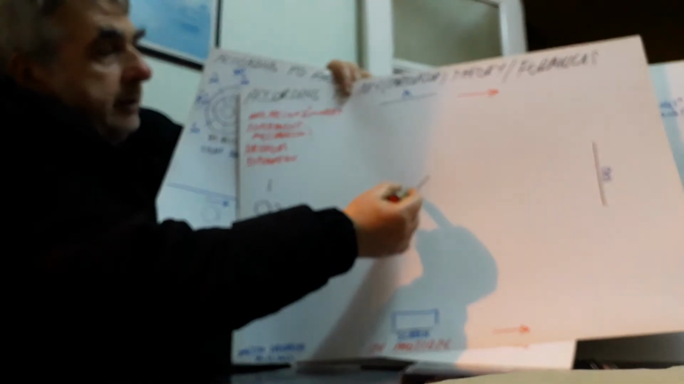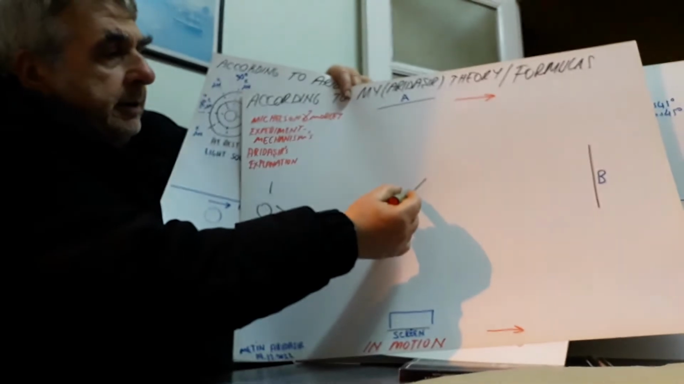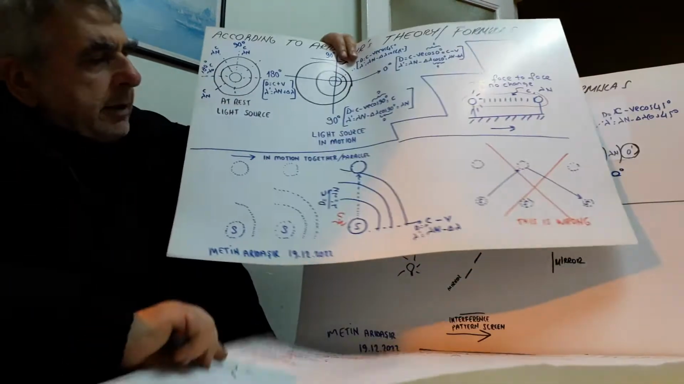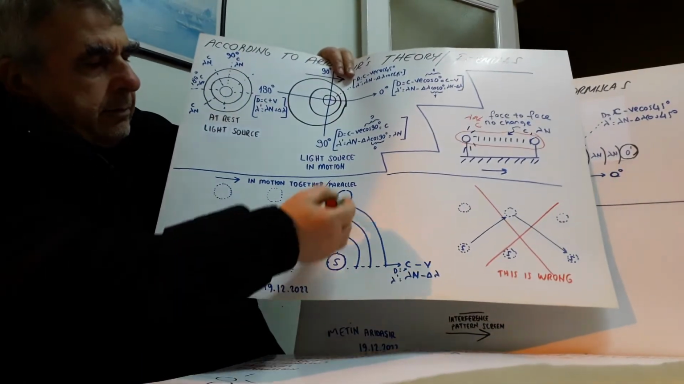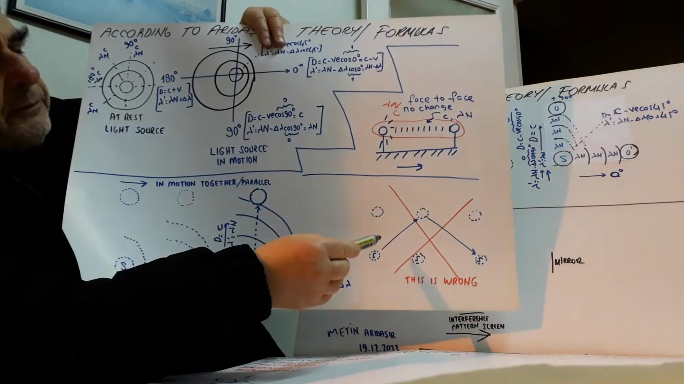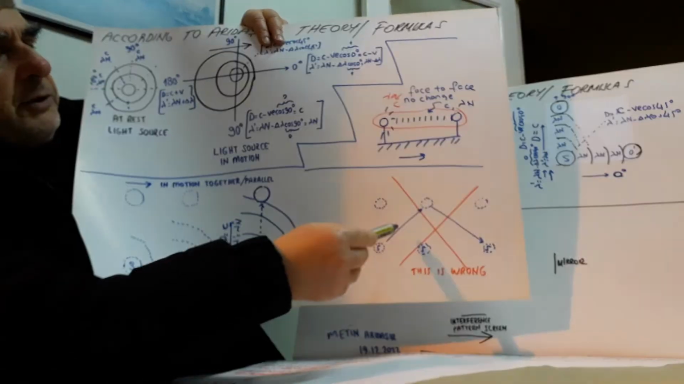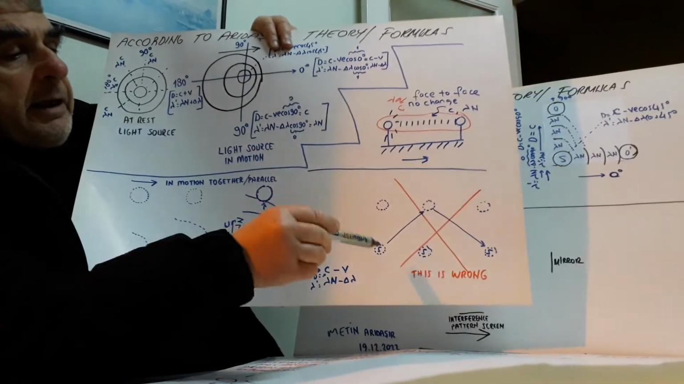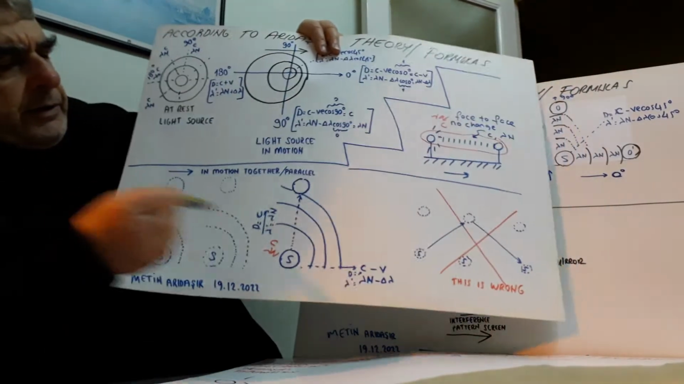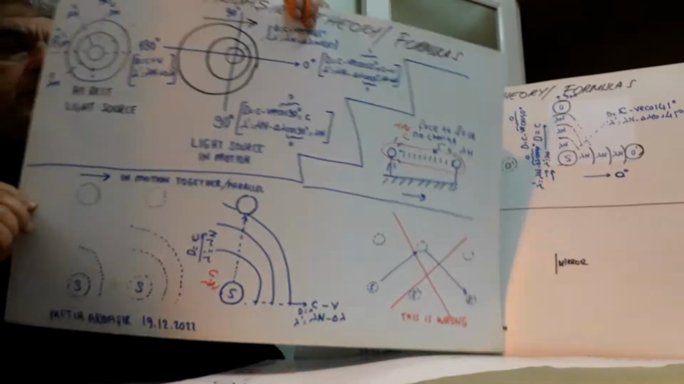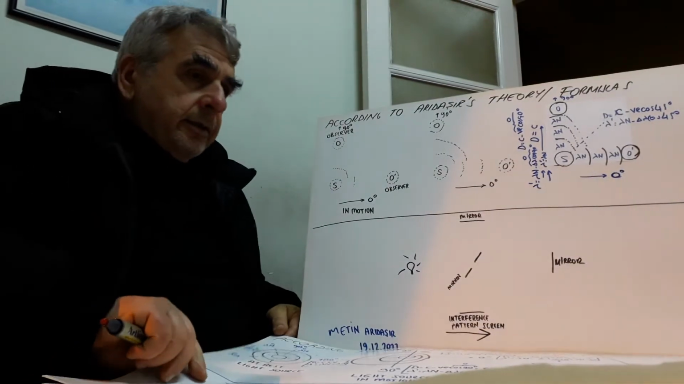Light comes here and is reflected 90 degrees, like this. Okay. In accepted physics, the time dilation picture is that, and this is wrong. This is reality according to my theory and my formulas. Notice, please. Yes.